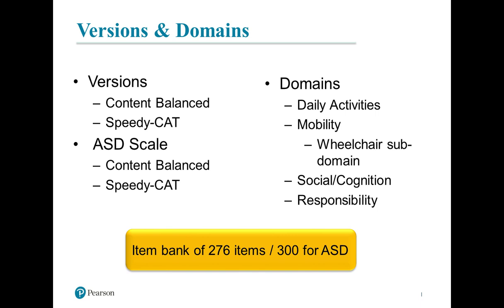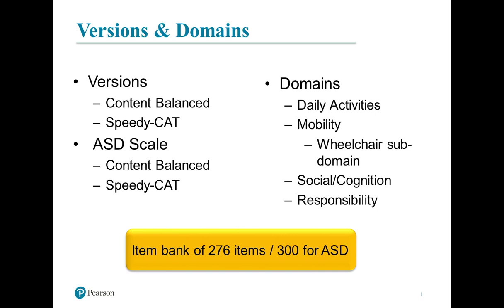And for those of you who've used the PEDICAT before and are familiar with the PEDICAT, you may not have used the autism scale. It's a new scale. It was released in 2019, and so not everybody has used it or is familiar with it, but it has been made available, and it is available on Q Global.